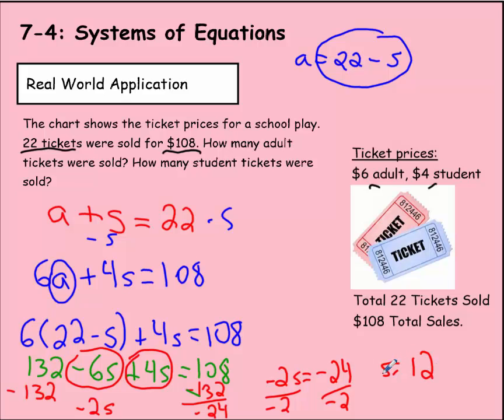So that's the number of student tickets that were sold. We could now plug this number of student tickets in for S to find out the adult. That would be 22 minus 12, which would be 10. So the A would be 10. It's asking us how many student tickets were sold. So this would be our answer. It's 12 student tickets sold. To check your work, you could do 12 times 4, which is 48, plus 10 times 6, which is 60. 60 plus 48 equals 108. So this is a correct answer.